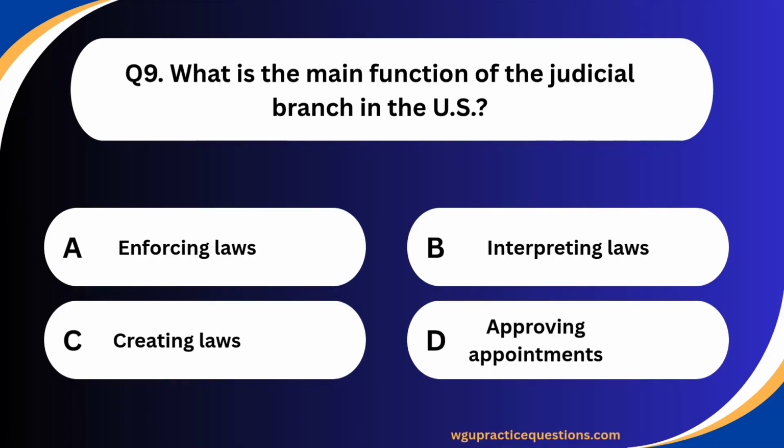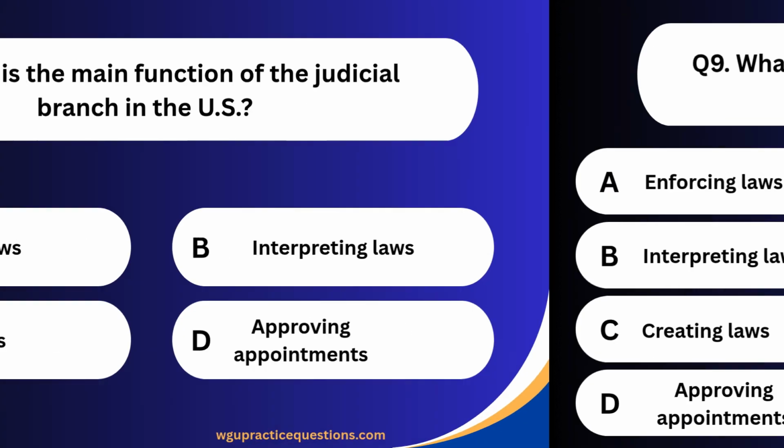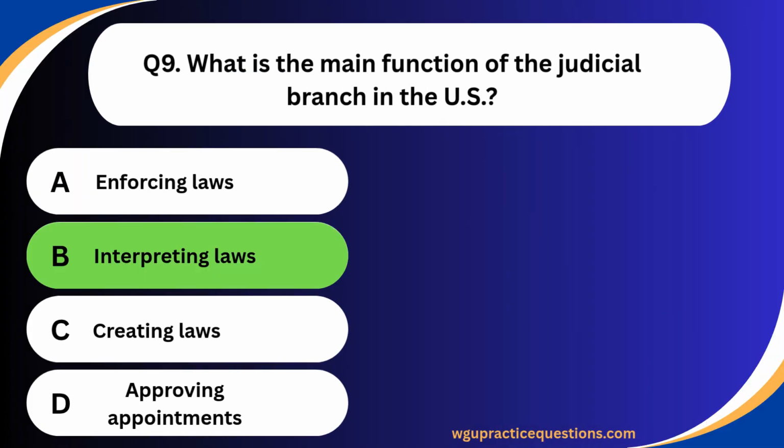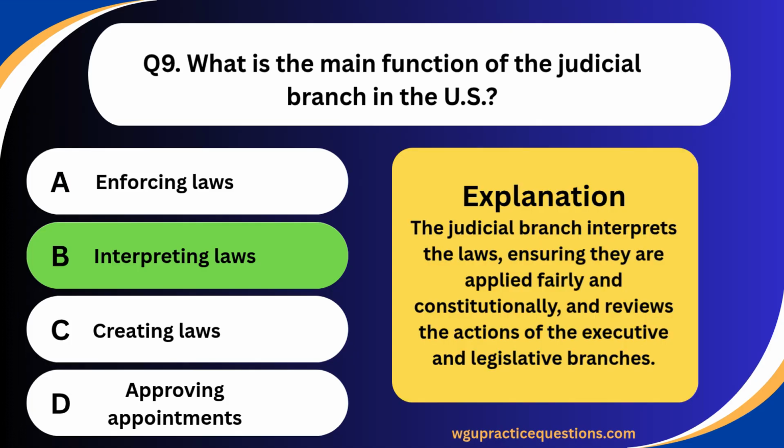Question 9. What is the main function of the judicial branch in the U.S.? A. Enforcing laws. B. Interpreting laws. C. Creating laws. D. Approving appointments. Which one is the correct answer? The correct answer is B. Interpreting laws. Explanation. The judicial branch interprets the laws, ensuring they are applied fairly and constitutionally, and reviews the actions of the executive and legislative branches.